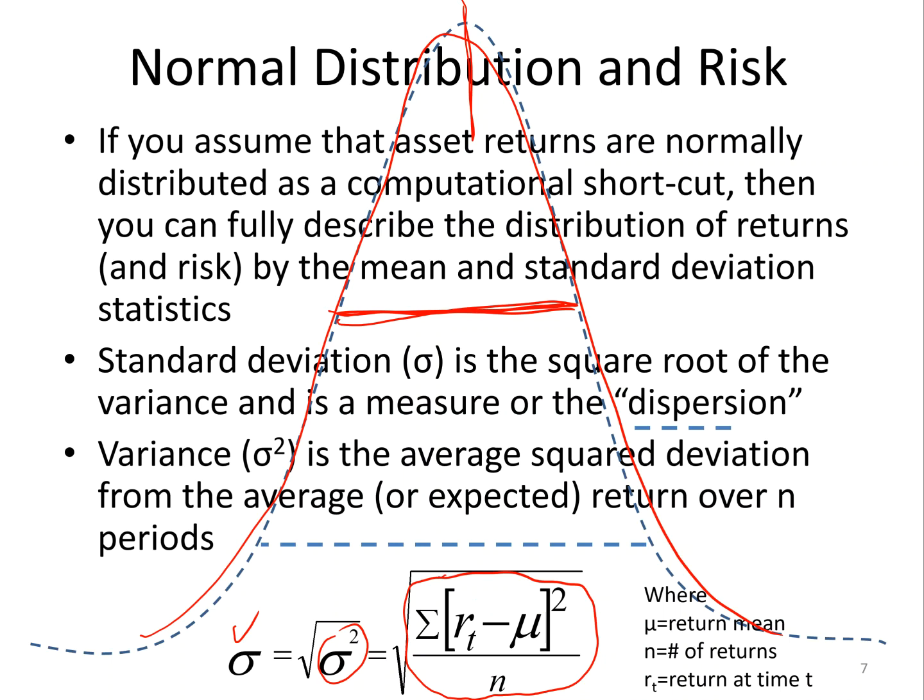In particular, if you have returns for, say, 40 months, I'm going to take the return in each month, we'll call it R_t, minus the average of those 40 months, square it, and divide by 40. The average squared deviation from the mean is the measure of the dispersion around the mean. And to get rid of that squared term, I'll take the square root to get back to the original units, and that's why we call it standard deviation.